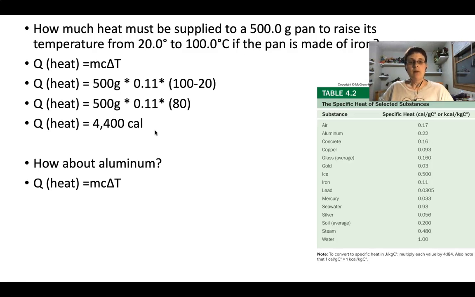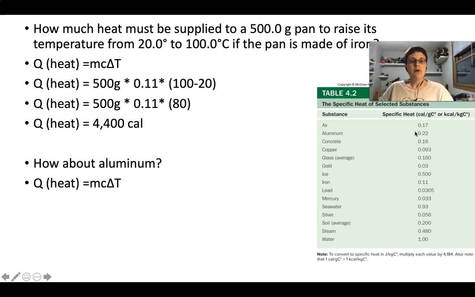So we're going to use, again, the same equation. The values are the same for the aluminum pan. It's still 500 grams. We're still going to go from 20 degrees to 100 degrees. The difference this time is the specific heat, because we've changed materials, so we need the new specific heat value. And so if we come over and find aluminum on the chart, we see that the specific heat is doubled. So it's 0.22.